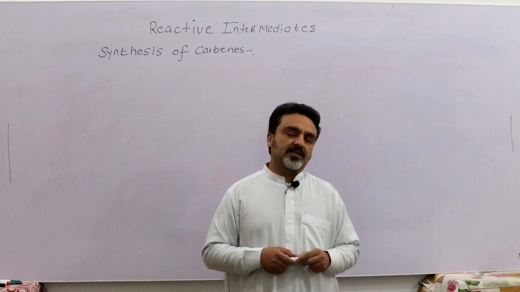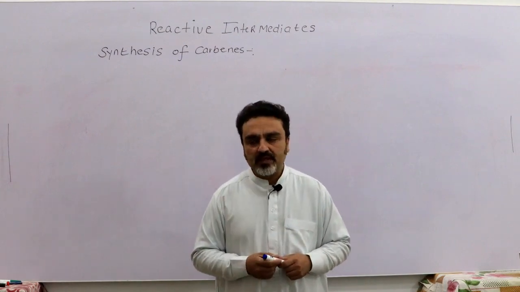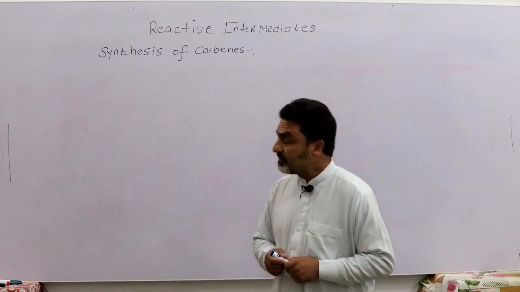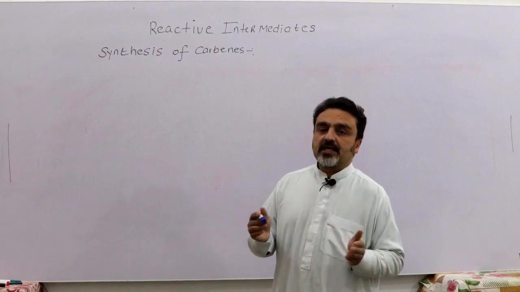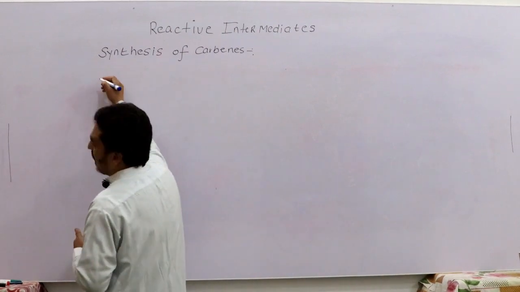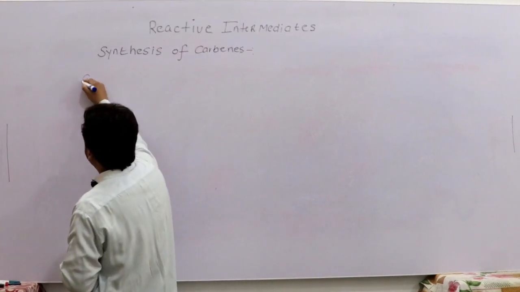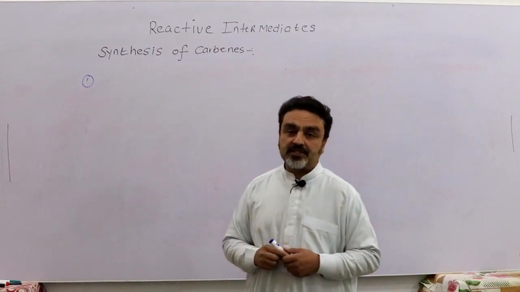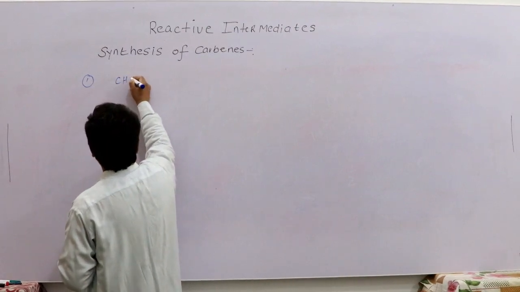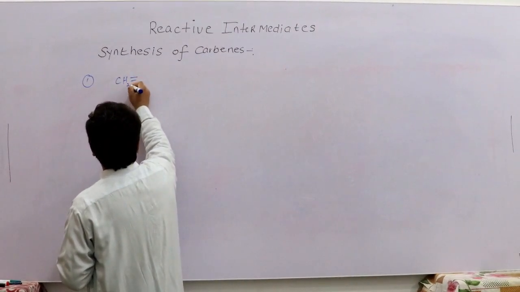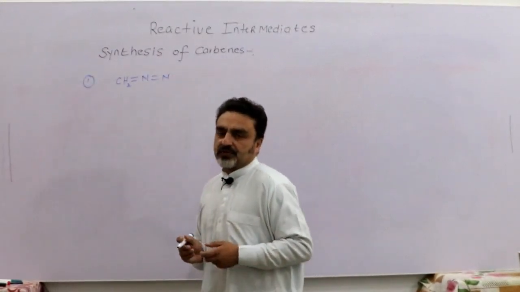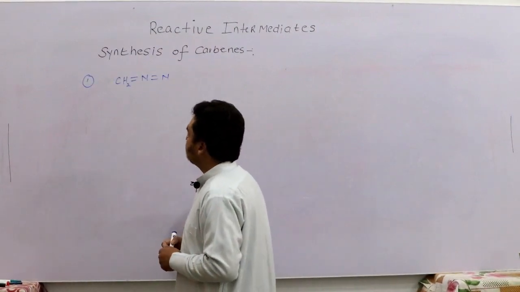There are a large number of methods, but we will be discussing a few of them, and some of them are very important. That's why I have selected them. So our carbenes can be synthesized through the following methods. Number one, it can be synthesized from diazo compounds. These are diazo compounds, just like this is a diazo compound, and it can lead to the synthesis of carbenes.